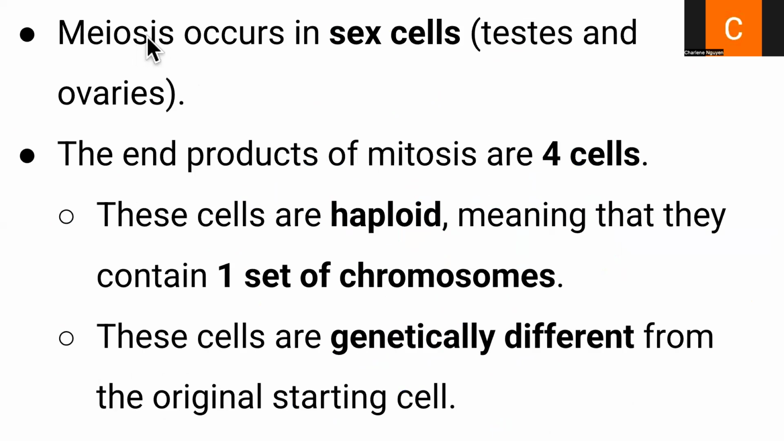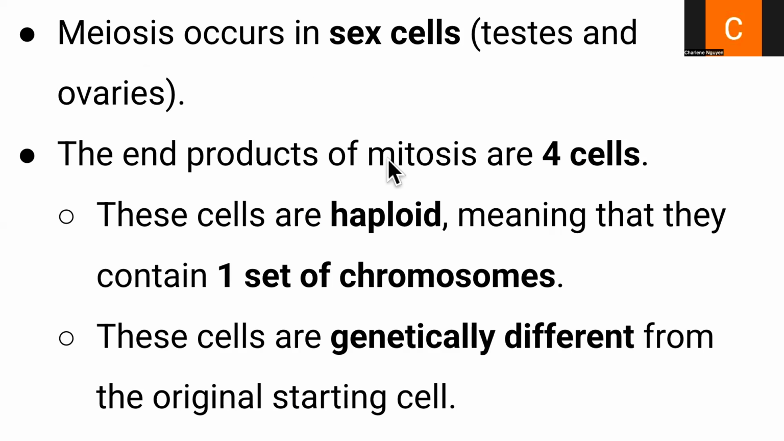First of all, it doesn't occur in all body cells, it only occurs in your sex producing cells. So, testes and ovaries. Testes and ovaries go through meiosis to produce your sex cells, which are egg and sperm.